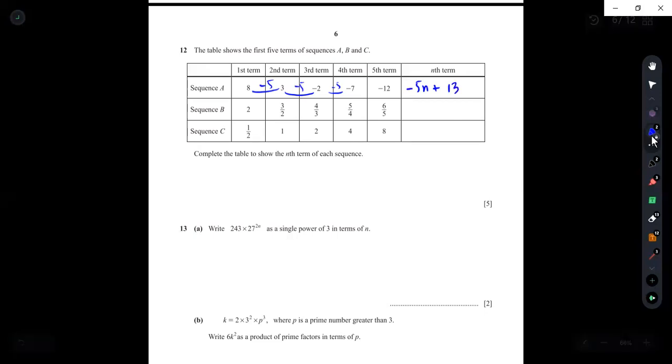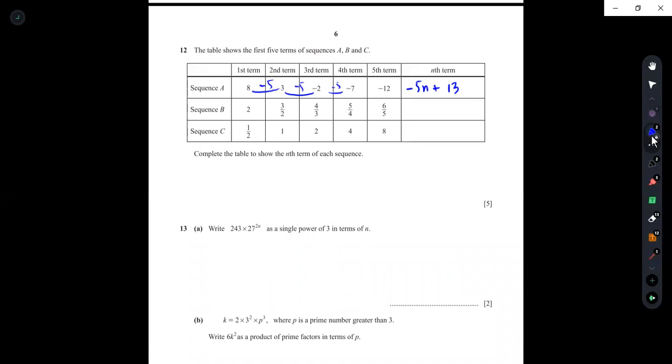And to confirm that it's right, we can take n as 1. We should get this answer 8. So if n is 1, 13 minus 5 is 8. If n is, let's say, 4, so 5 4s are 20, -20 plus 13 is -7. Yeah, so it means it works.